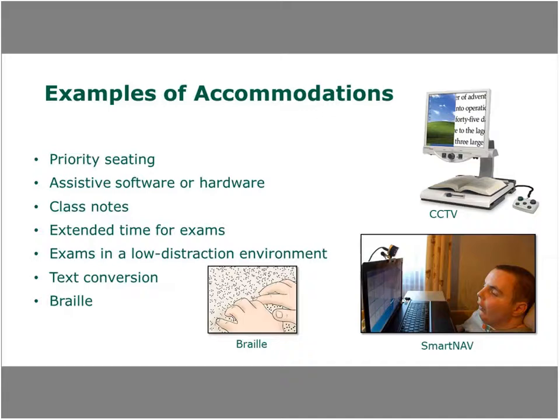The Smart Nav photograph that you see down at the bottom allows a person who cannot use their arms to navigate a computer with a small chip on their forehead, and there's even a retinal scanner type technology as well. The CCTV that you see above it is certainly a device that's very specific for an individual. Class notes, extra time for exams, things like that are a specific accommodation approved for a specific individual.